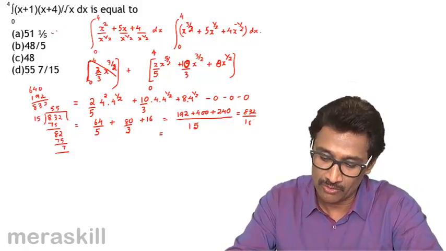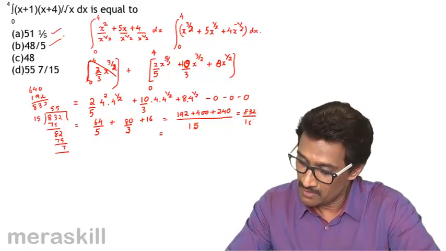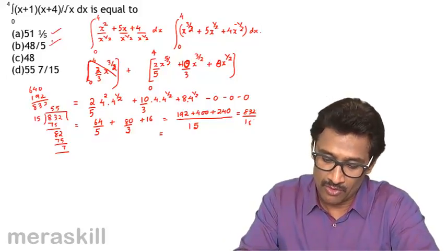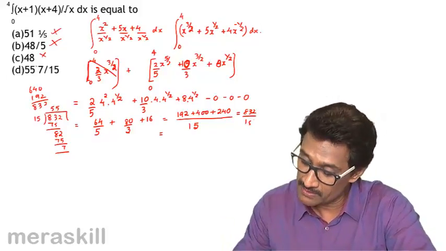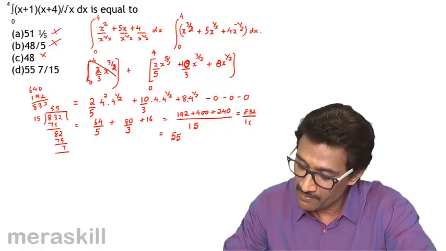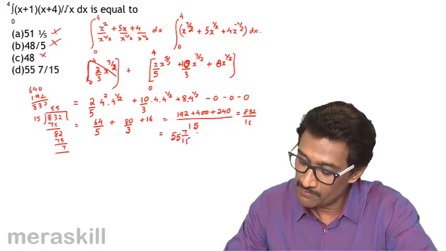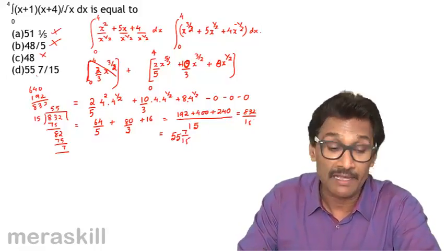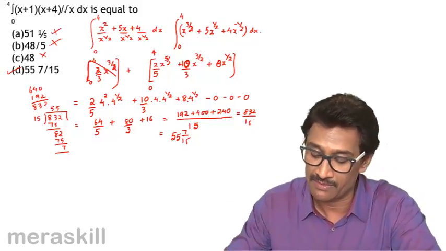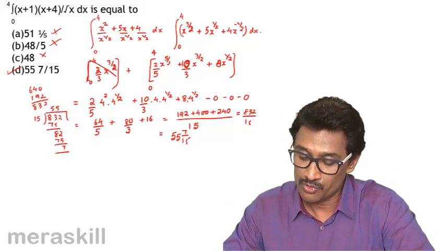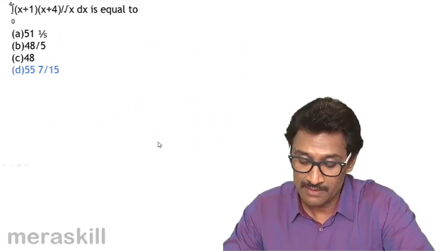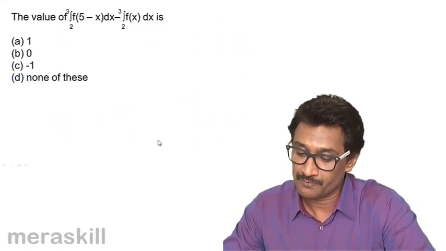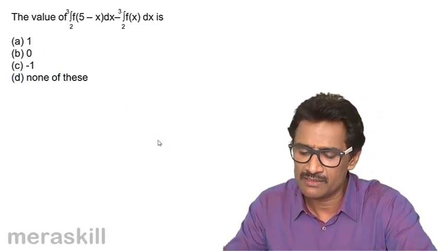Now looking at the answers, all have been given as mixed fractions. So definitely it cannot be this, it cannot be this, which is definitely not this. So in all probabilities it is 55 and 7 upon 15 is the answer. So it's not 557, it's 55 and 7 by 15. So it's option number D. Okay, now coming to this one, we have done this type of a sum earlier.